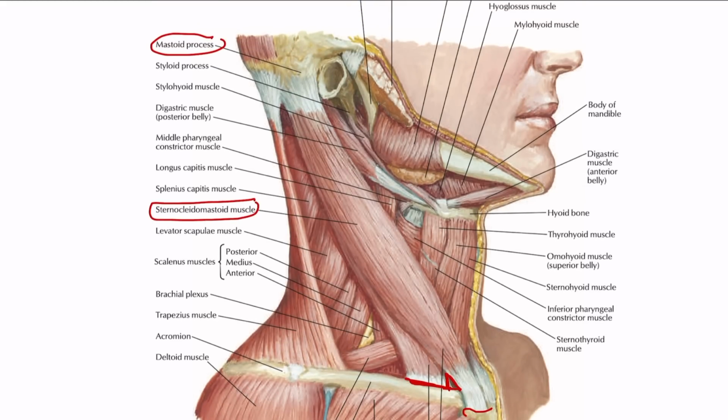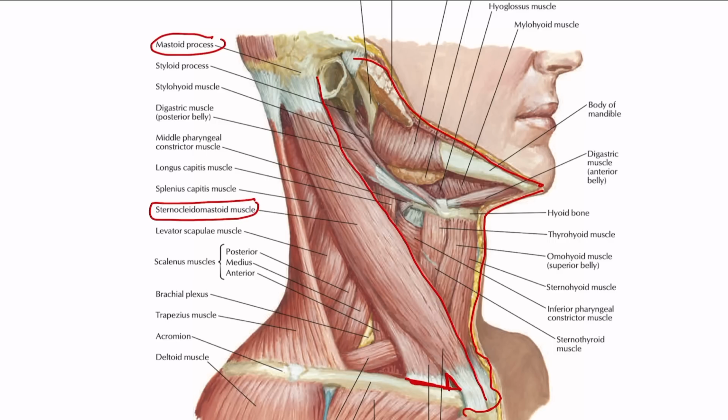Anterior to it is the anterior triangle, and posterior to it is the posterior triangle. So what about the boundaries? Let's talk first about the anterior triangle. Anteriorly, it's the midline, just an imaginary line, and superiorly you have the mandible all the way up. Posteriorly, you have the anterior border of the sternocleidomastoid muscle. So this is the anterior triangle of the neck.